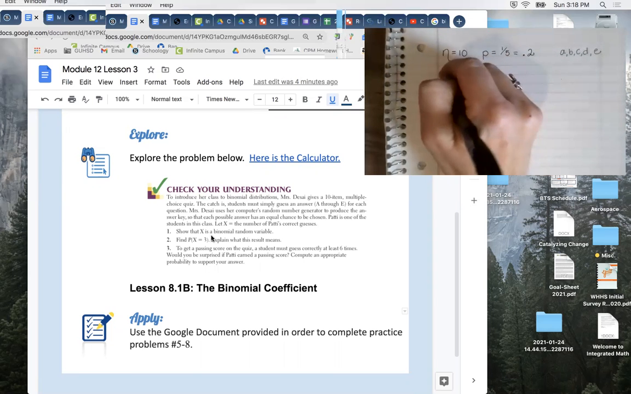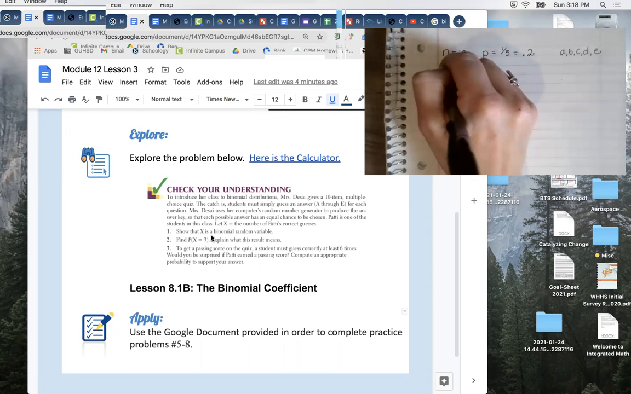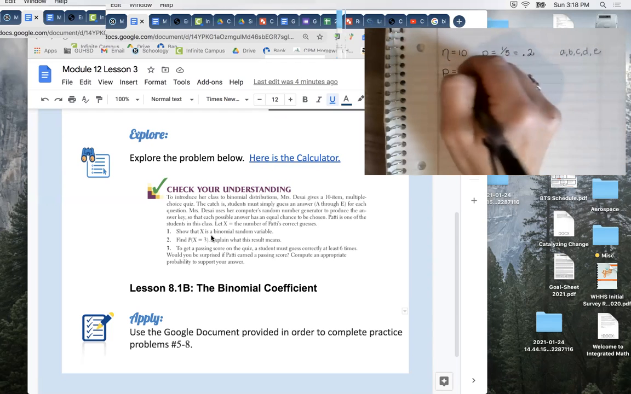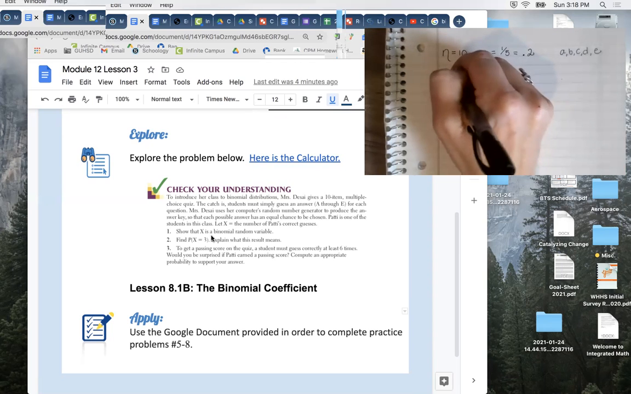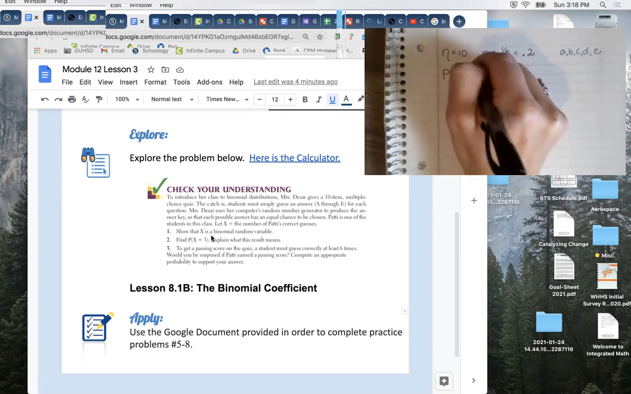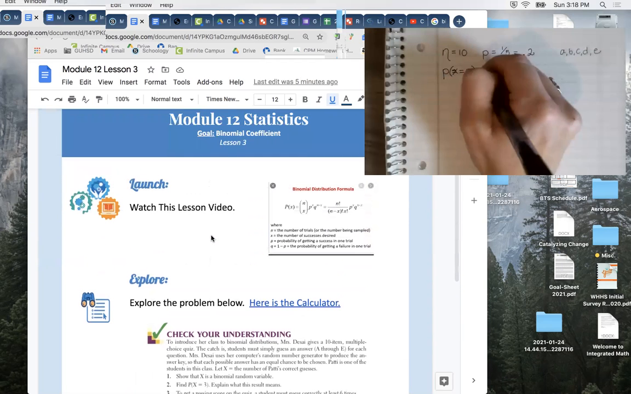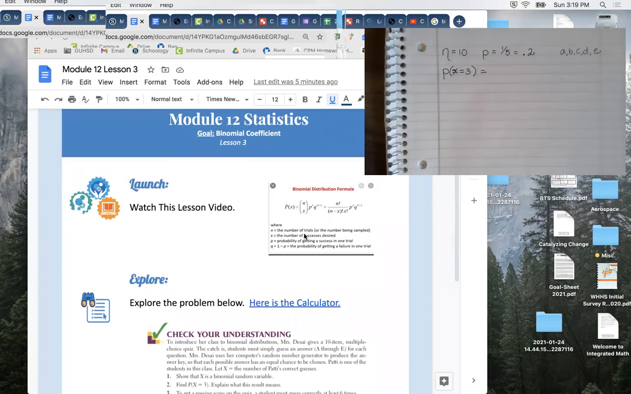Now, here's the new part. We're going to find, well, what is the probability that she has exactly 3, the probability of X being exactly 3. The probability that she gets exactly 3 correct out of the 10. Okay, so I do want to show you how that would set up in the non-calculator version, just in case you want to use that.